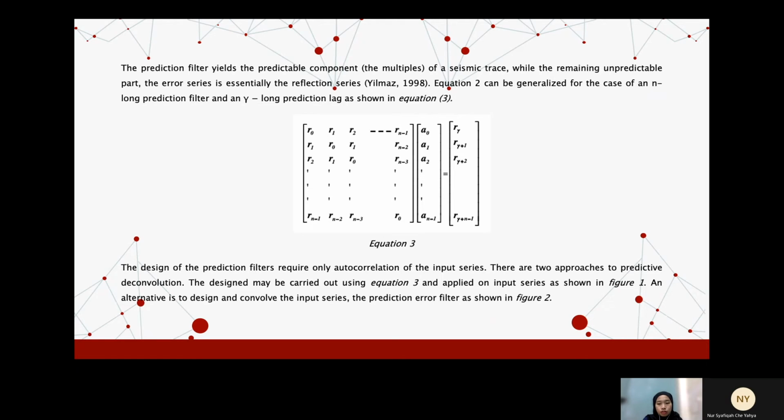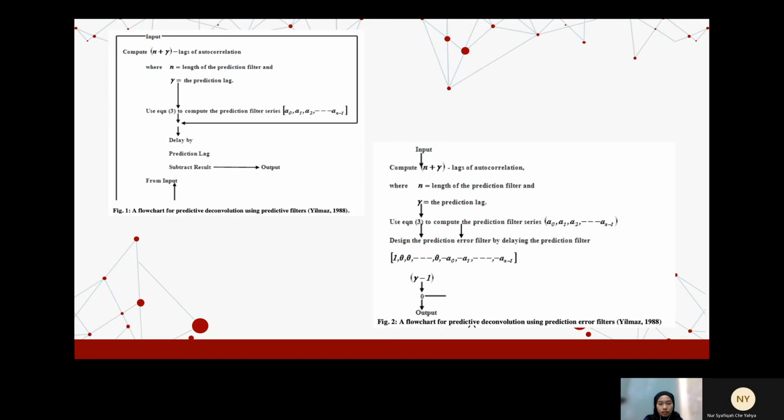There are two approaches to predictive deconvolution. The design may be carried out using equation 3 and applied on the input series, as shown in figure 1. An alternative is to design the prediction error filter and convolve it with the input series, as shown in figure 2. The slide is now showing figure 1 and figure 2.